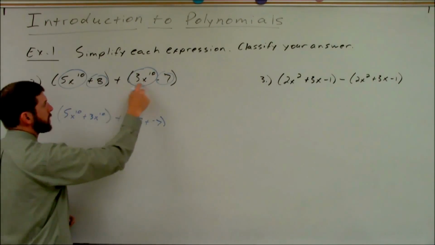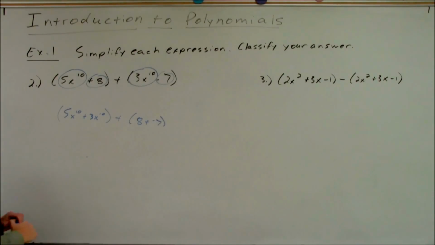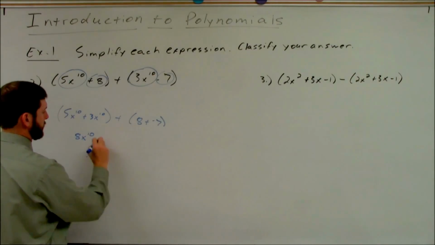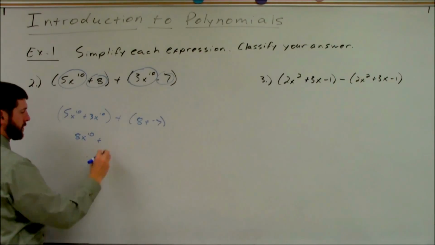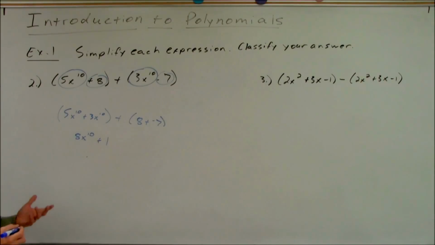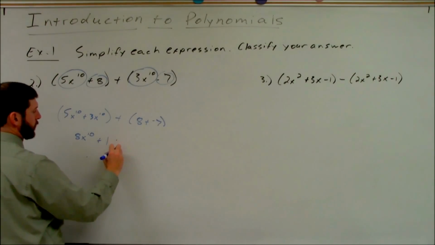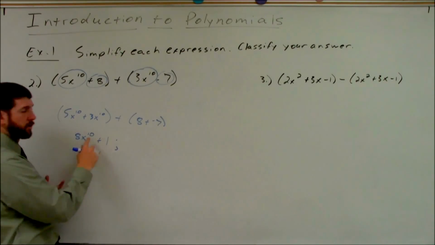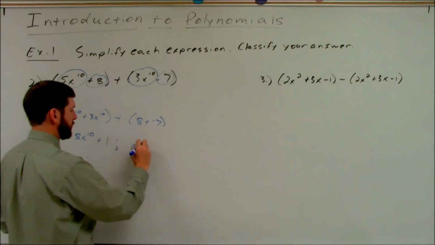5x to the 10th plus 3x to the 10th. So we put our like terms together. We've used everything. Gives us 8x to the 10th. 8 plus negative 7 is 1. And then let's classify it now. We're already in standard form. If we classify this, the degree is 10. So we know that that's 10th degree.